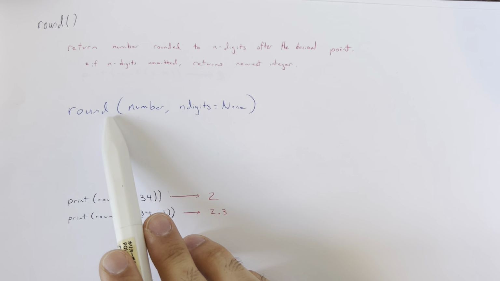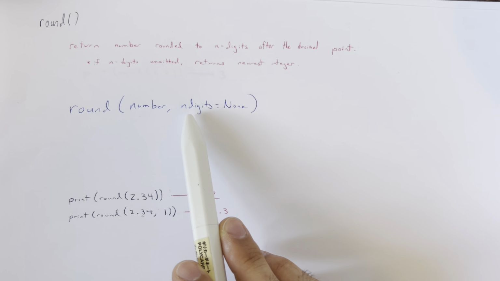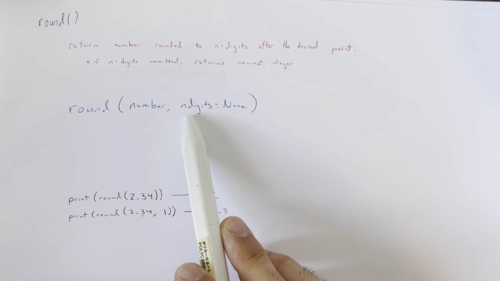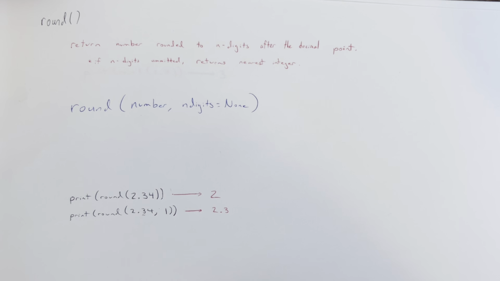You use round, and you have your number that you're rounding, and then you have n digits, which is the digit in the decimal place that we want to round to. So, for example, we have round 2.34, our number, and we're rounding it to the first digit, so that means the first digit in our decimal point. That means we're rounding to 2.3, because 4 is less than 5, so we round down to 2.3.